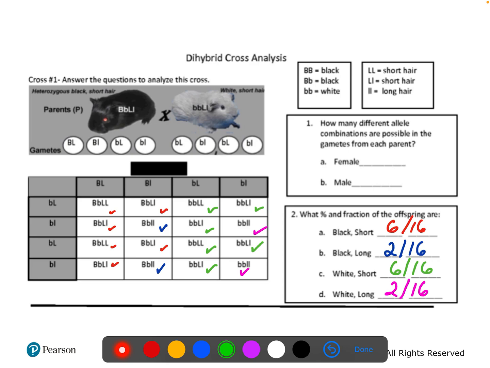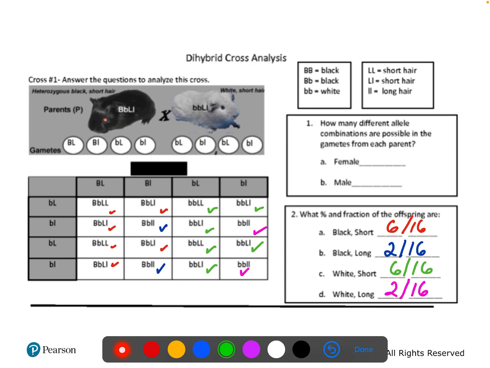So here's the answer. Notice how I did this. I checked off each one of my phenotypes so I could keep track of them. I looked for all the black short ones, checked those off in red, looked for all the black long ones, checked those off in blue. I like to check them off so that way I make sure I keep track of which ones I've already included in my counts. That's a good technique to make sure you get these right.